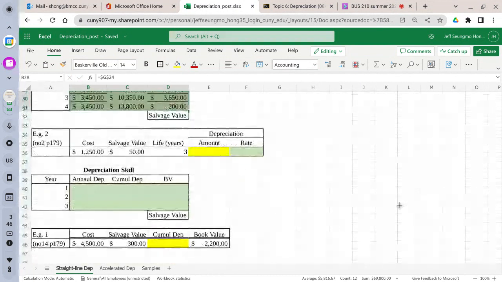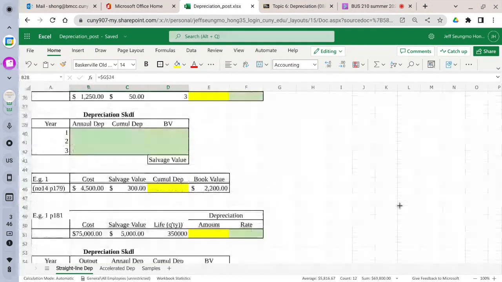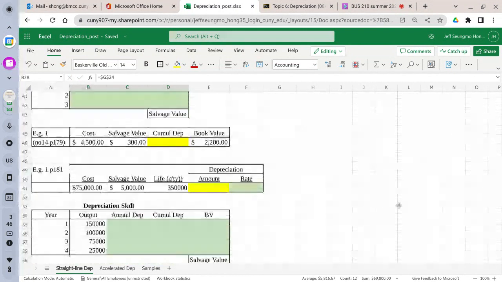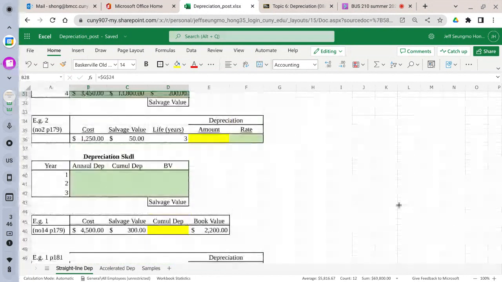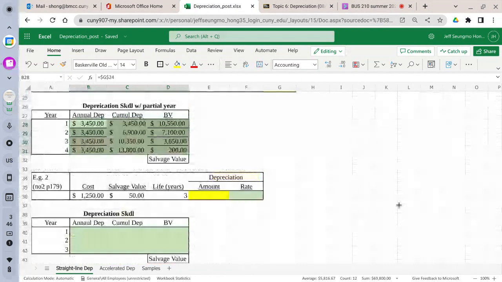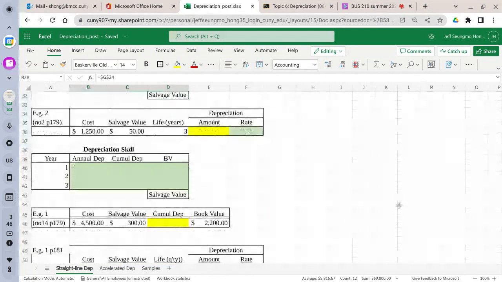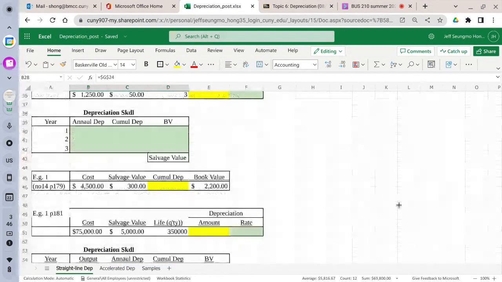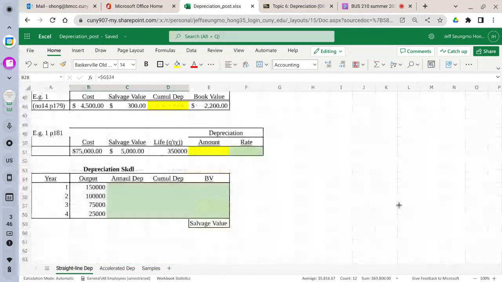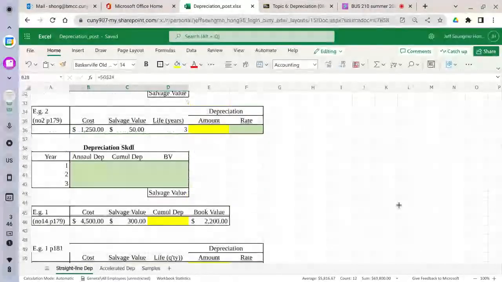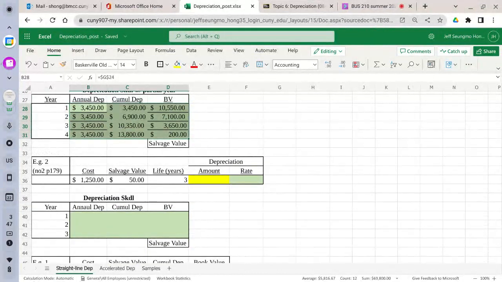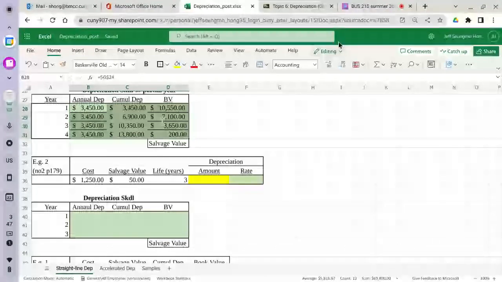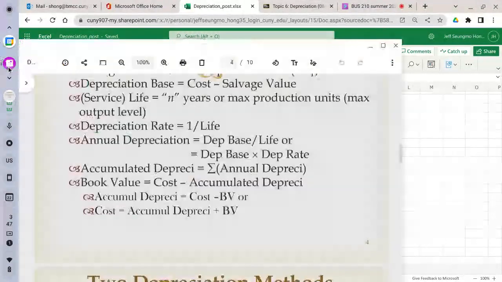So I'm not going to do more examples here, but move on to an example of partial depreciation. Where is the, I think this is the partial. Which one was the partial depreciation? Here, let's take a look at the.